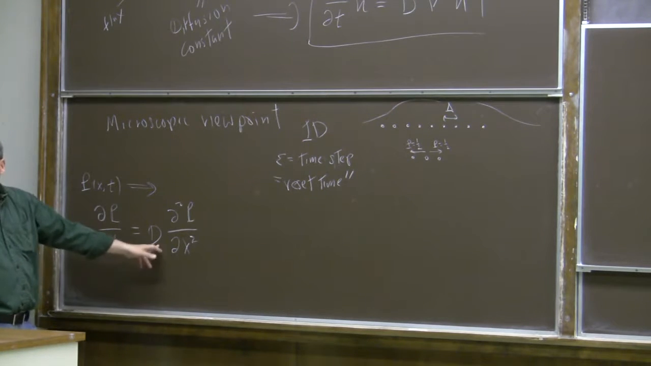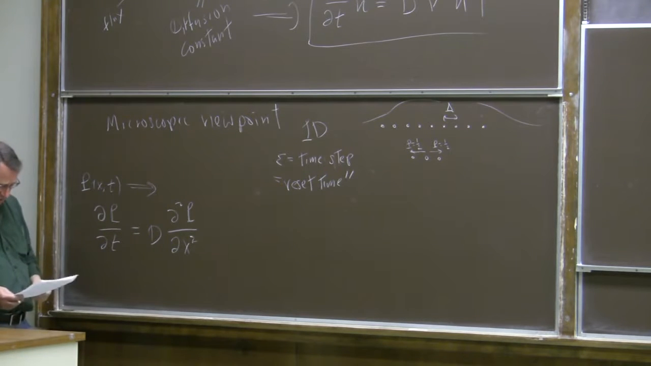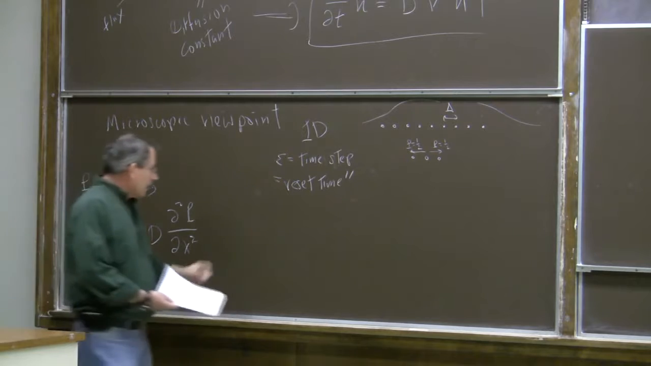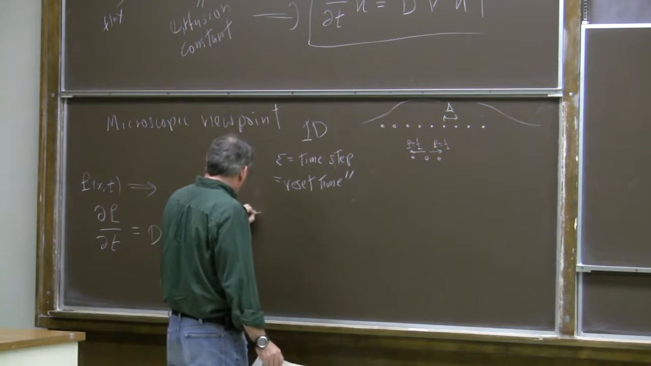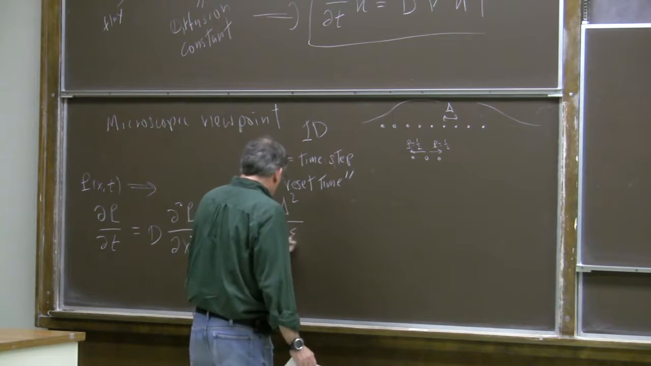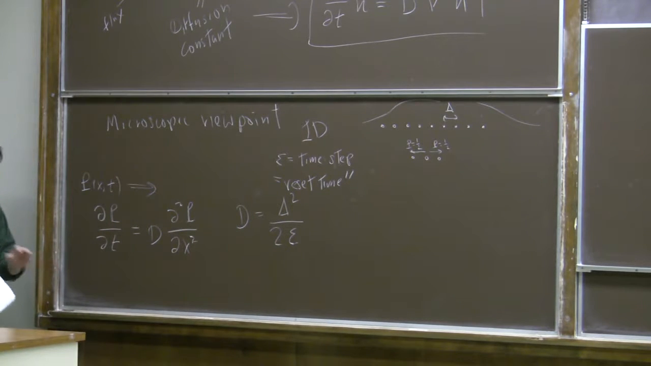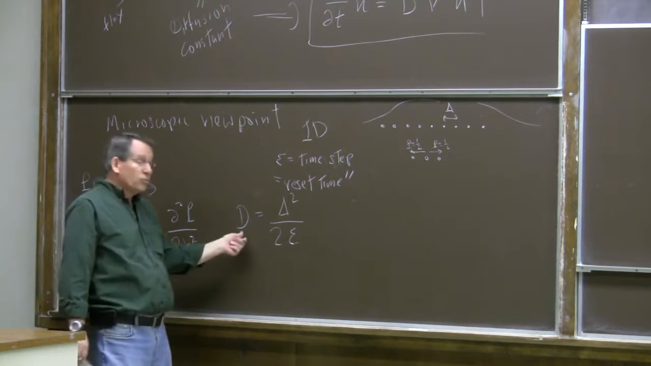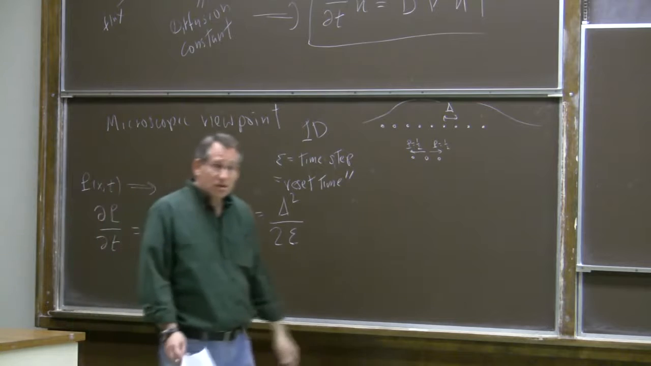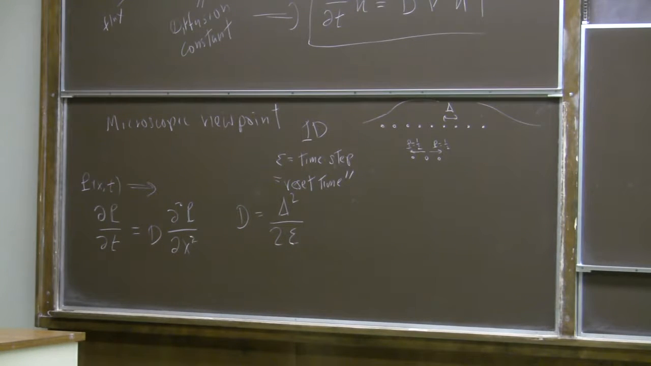And we also learned that we can express the diffusion constant in terms of the parameters in our discretized model: D is the lattice spacing delta squared divided by twice the time step epsilon. So when we take the limit of a very broad distribution, or equivalently a small lattice spacing, we take the limit with D fixed in order to get the situation that's described by the diffusion equation microscopically.